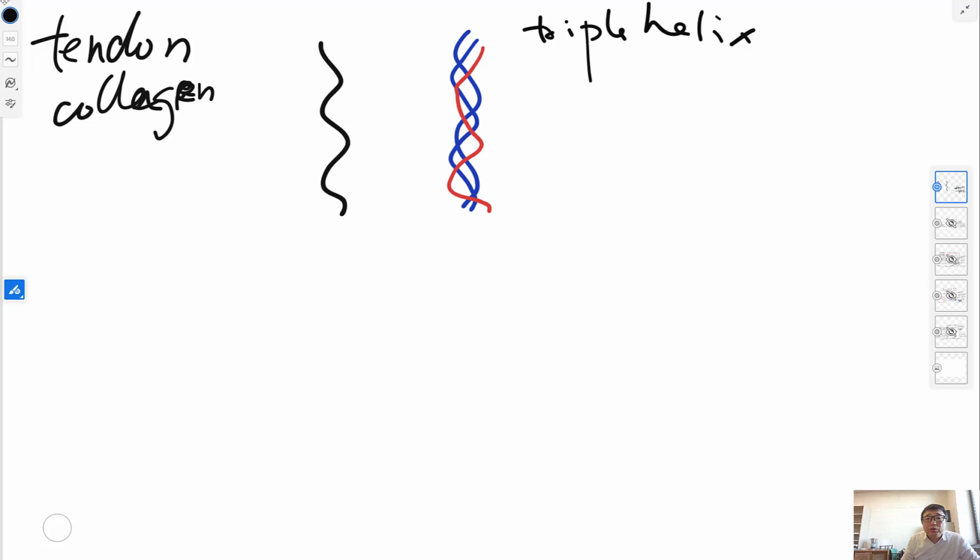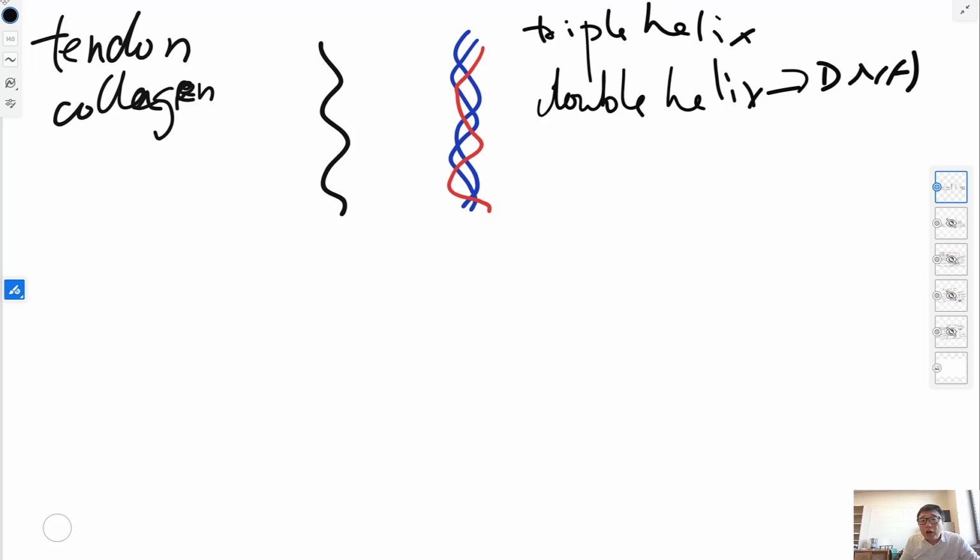helix. Do you remember what is double helix? Double helix is DNA. So this is a triple helix, and you see I use only two colors, blue and red. This is the most common arrangement of a collagen. Two chains identical and one chain different. It's the most common, not everything.